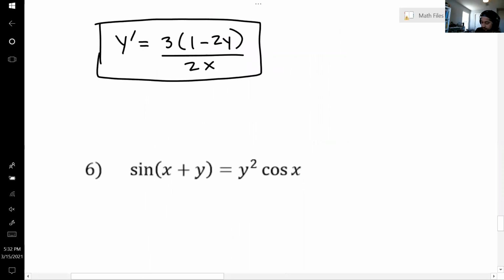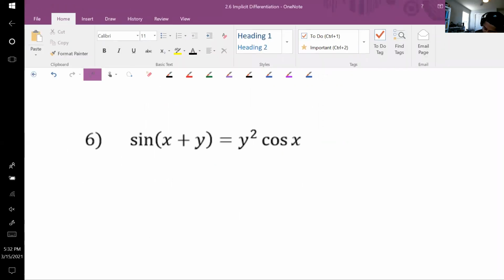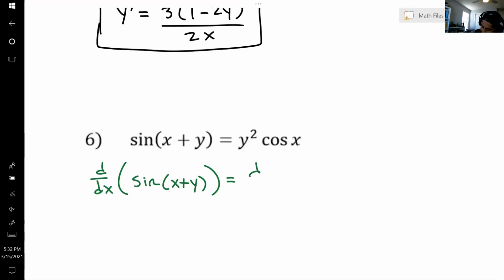Number 6. Ooh, that's a fun one. All right. Sine of x plus y equal to y squared times the cosine of x. So here we'll apply the derivative to both sides. d over dx of the sine of x plus y equal to d over dx of y squared cosine x.